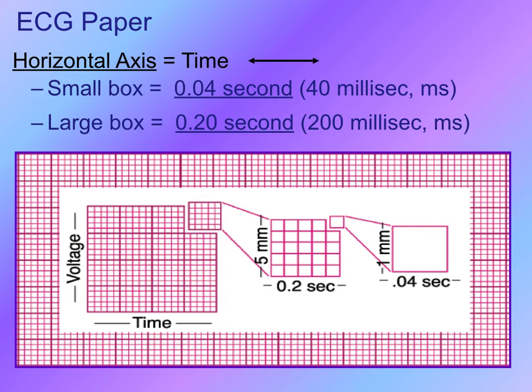The horizontal axis is a time measurement. These are measured in milliseconds. And again, when you look at the breakout of the box, every small box on the ECG tracing represents 0.04 seconds or 40 milliseconds of time. And a large box, because it's 5 by 5, it's 5 small boxes in a row, represents 0.20 seconds or 200 milliseconds. This will become important when we start looking at our intervals and measurements of segmentation.